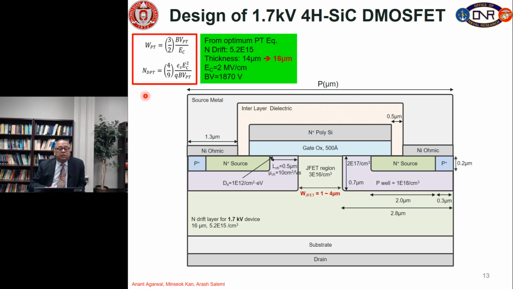In order to calculate the drift layer doping and thickness, we have used our expressions for the optimum punch through design, and from that we get a drift layer doping of 5.2 times 10 to the 15 and thickness of 16 micron. Critical field for now we have assumed to be 2 megavolt per centimeter, but please remember that is a function of the doping of the drift layer. And the breakdown voltage is about 1870 volts. So, we always add 10% margin to our 1700 volt to make it 1870. We plug these numbers in, we get 14 micron of thickness. For conservative design, we have increased that 14 micron to 16 micron.